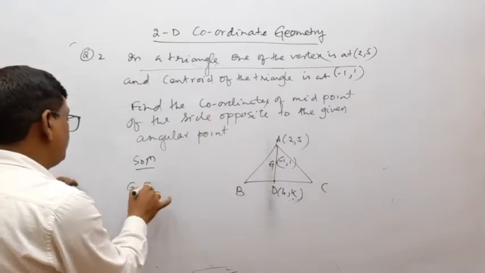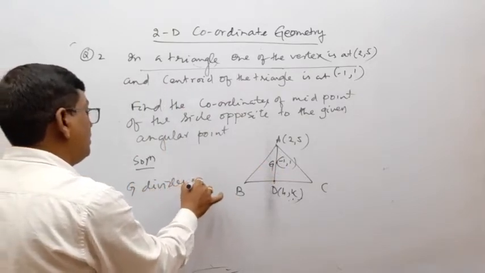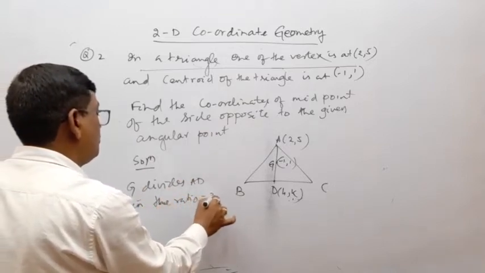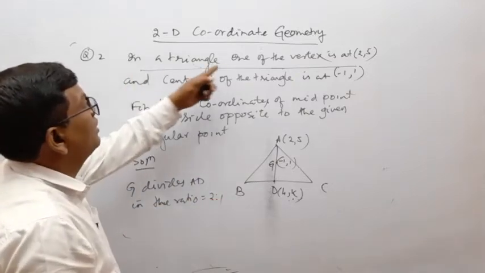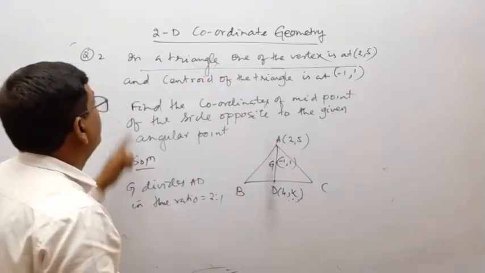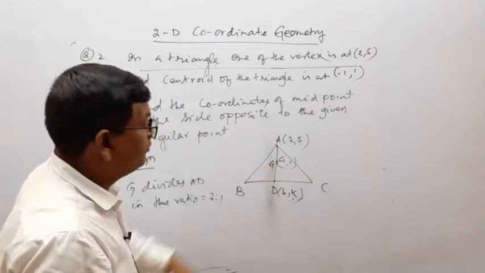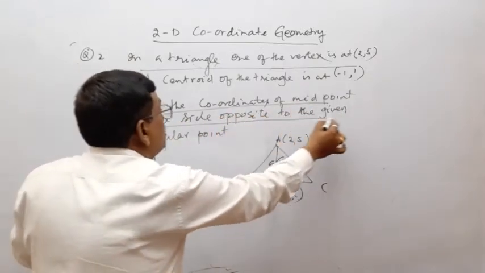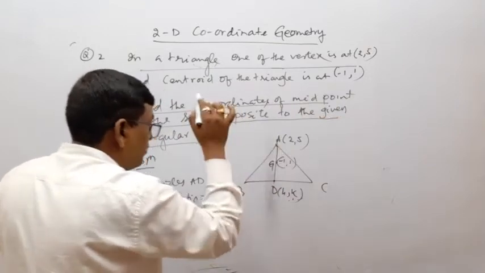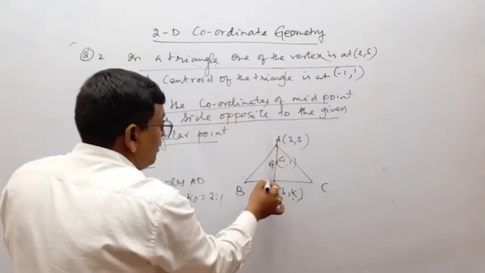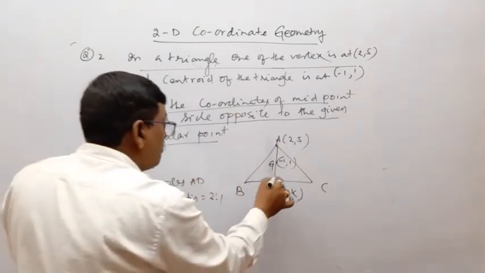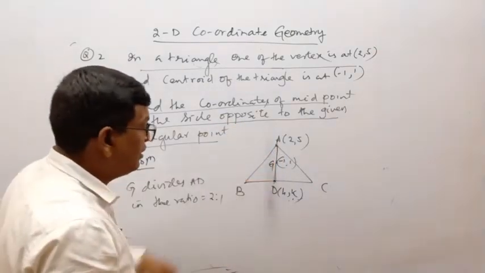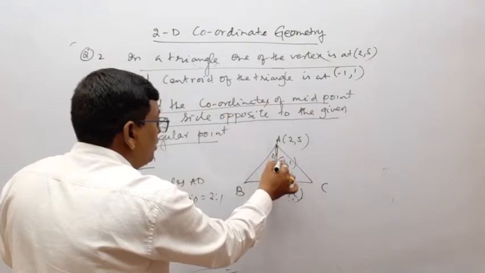G divides AD in the ratio 2:1. What is the question? In a triangle, one of the vertices is at 2 comma 5, centroid minus 1 comma 1. Find the coordinates of the midpoint of the side opposite to the given angular point. Here A is the angular point, its opposite side is BC. We have to find the midpoint of BC. So AD is the median, and G divides AD in the ratio 2:1.